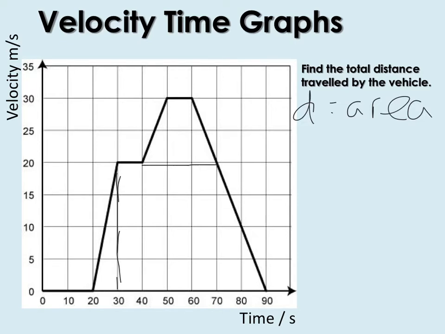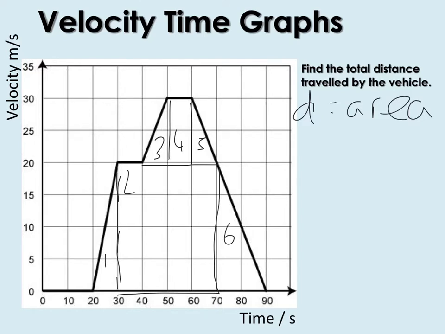Let's turn that into a rectangle. And we've got a triangle here, and a triangle there. So we're going to have area 1, 2, 3, 4, 5, 6. And to work out the total area, we'll find the areas of those different parts and add them all together.